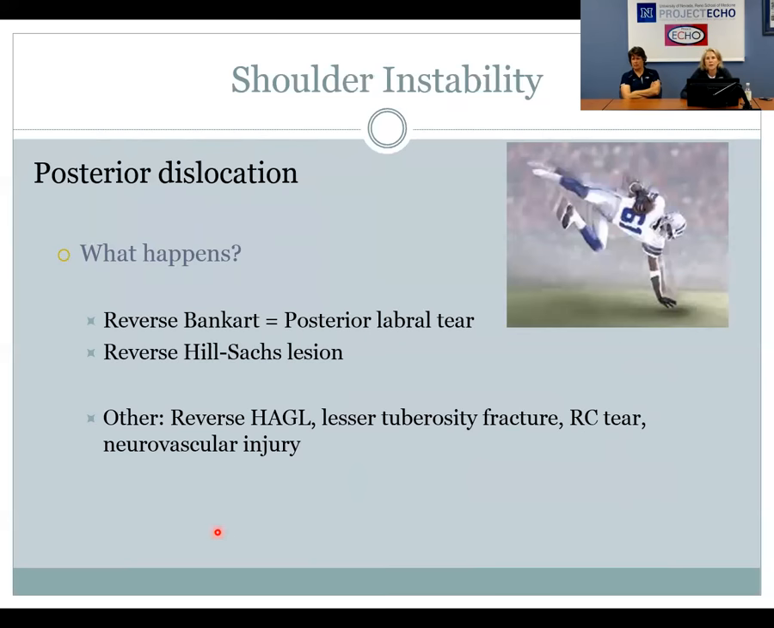So a posterior dislocation, how does that differ from an anterior dislocation? So again, I talked a little bit about that x-ray that's a little more subtle in terms of its clinical presentation, as well as x-ray findings with a posterior dislocation, as there's less room in the back of the shoulder. Typically, the mechanism of injury in athletes is a fall on an outstretched arm.